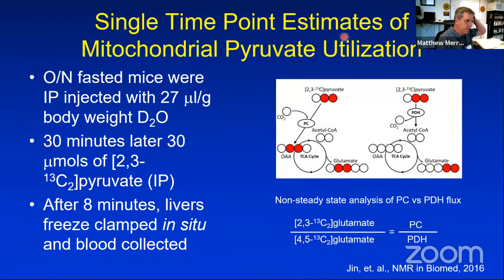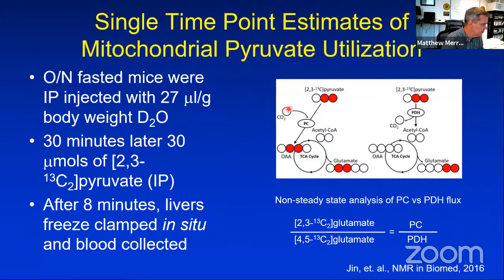So to look at mitochondrial pyruvate utilization, we decided not to do what we normally do, which would be a steady state isotopomer analysis where we would give label until it came to isotopic equilibrium in the animal. This was just a single time point experiment. This method was actually proposed by Insuk Jin in 2016.